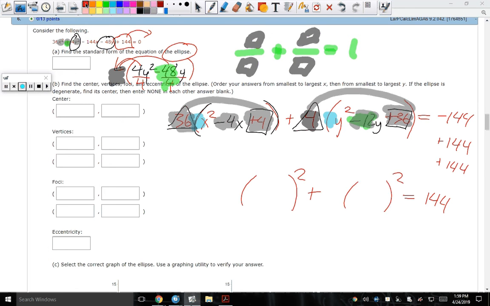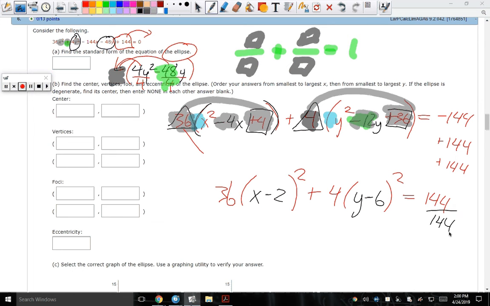The coefficient left out here was 36. The coefficient out here was 4. What's in parentheses? Y'all tell me. What's in parentheses for the x? x minus 2. How about for the y? y minus 6. Good, good. And right now it's almost an ellipse. What number up there shows that it's not an ellipse quite yet? 144. We want it to be 1.